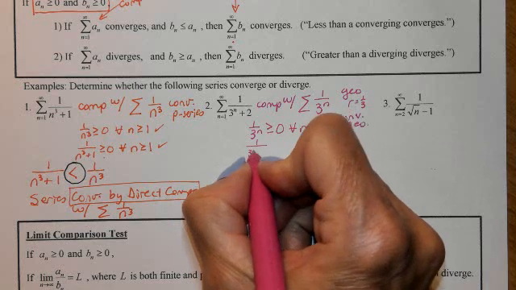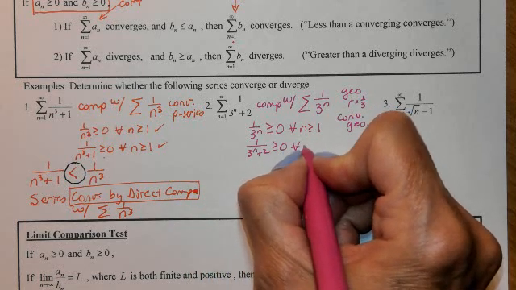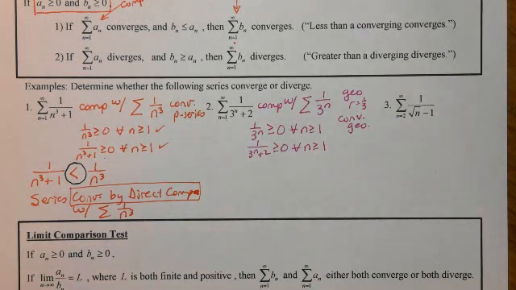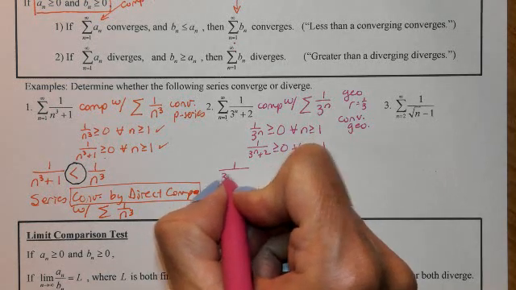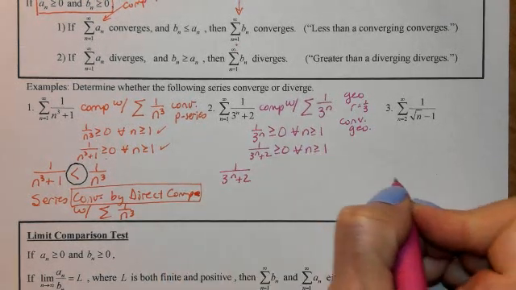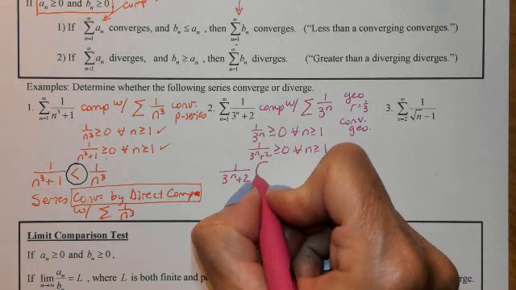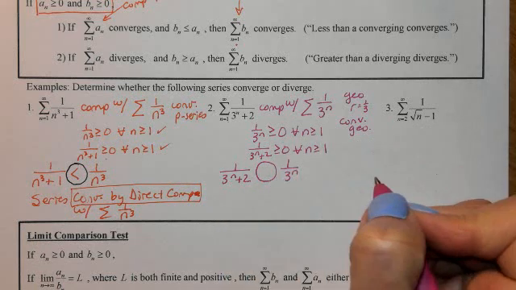1 over 3 to the n plus 2 is also always positive for n greater than or equal to 1. So I can use my comparison test. For the comparison test, I simply take what I start with, the terms I'm starting with, and compare it against what I'm comparing it with.